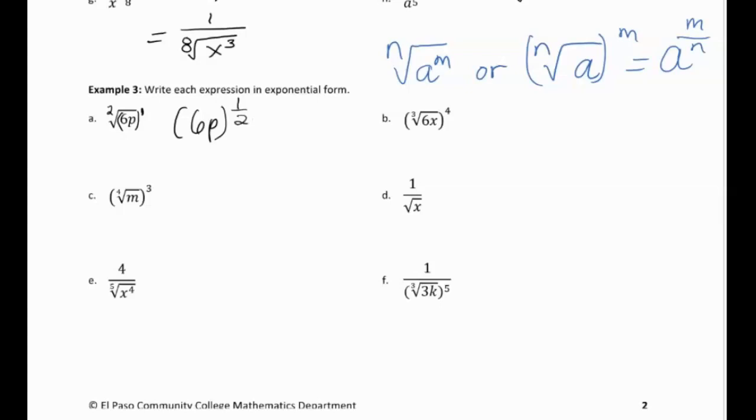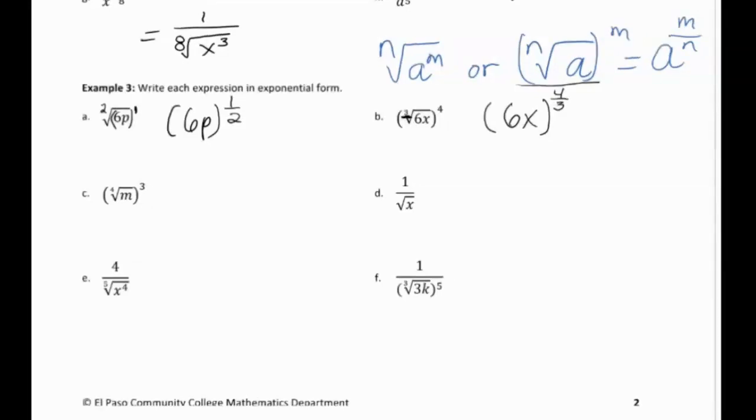All right. So example b is in this form. So my 6x is all inside the root as well. So it's going to be 6x raised to the power of, remember the index is my denominator, so it's going to be 4 over 3. Let's take a look at example c. I think this one you can go ahead and try it out on your own.